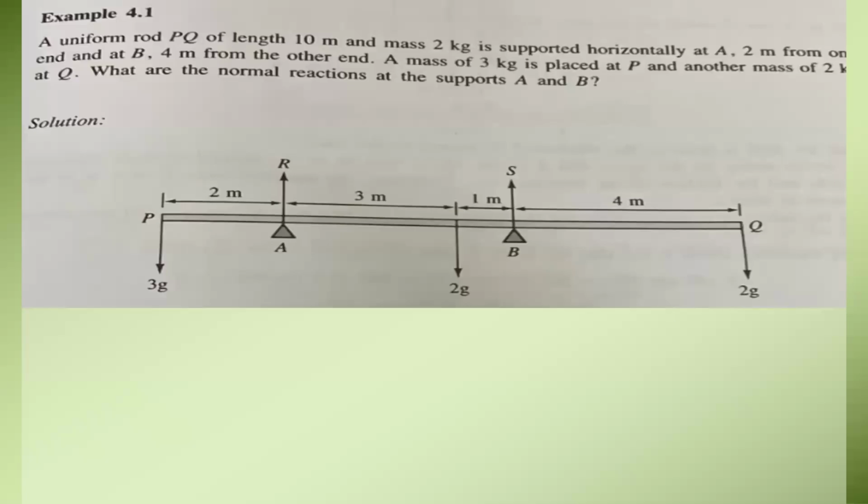So these are some examples related to the moment or the turning effect. We have a uniform rod. When we say it's a uniform rod, it means the center of gravity is at the center. It has a length of 10 meters and a mass of 2 kilograms, and is supported horizontally at position A, 2 meters from the left, and at B, 4 meters from the other end.